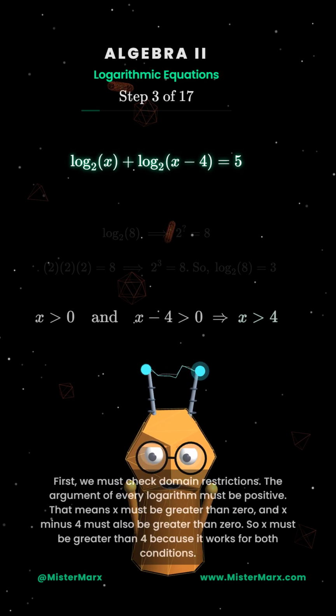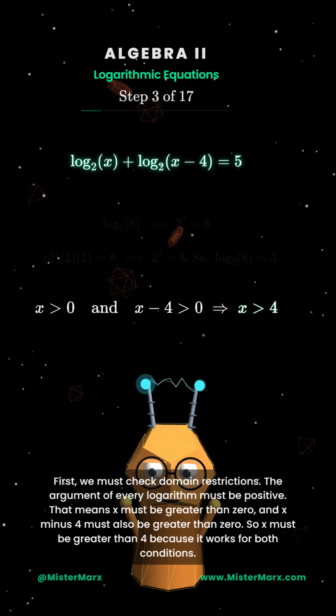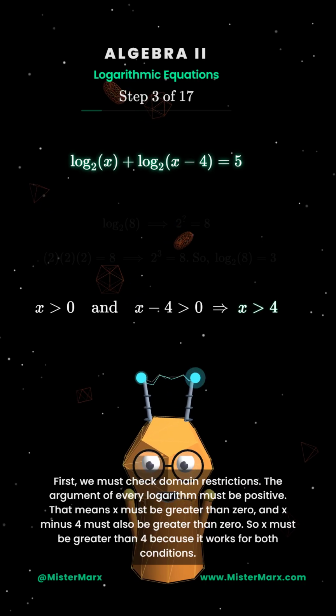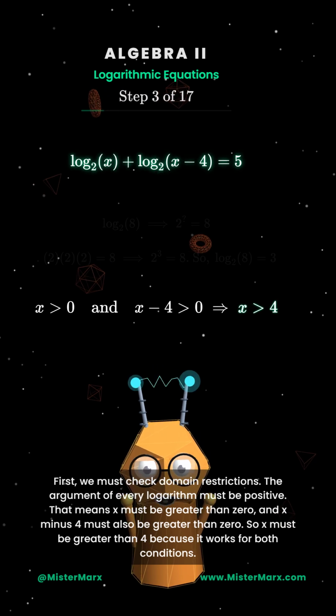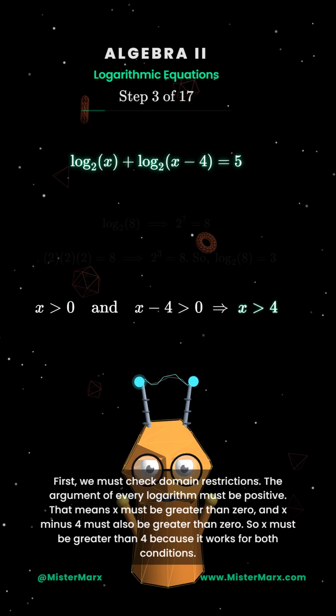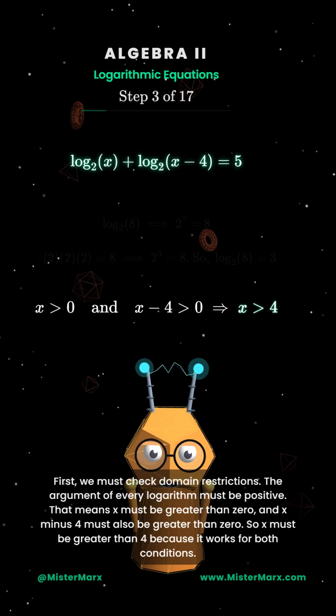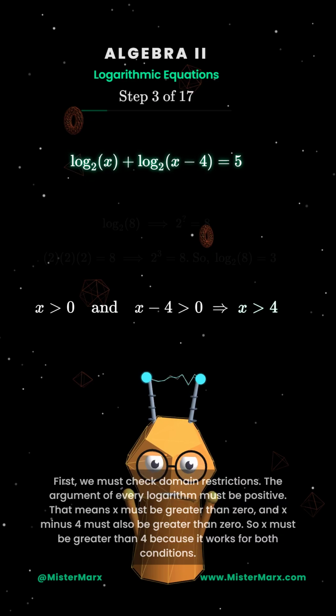First, we must check domain restrictions. The argument of every logarithm must be positive. That means x must be greater than 0, and x minus 4 must also be greater than 0. So x must be greater than 4 because it works for both conditions.